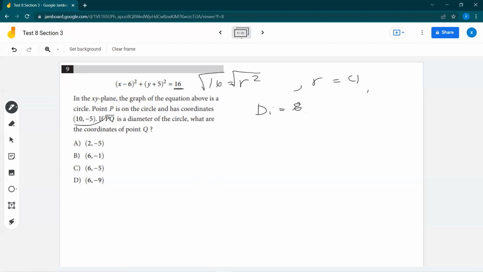So this point here, and one of these other points here, has to make a distance of 8. So the first thing we can do here is check that, right? Just run through and see which one actually satisfies that. Well, one of these has to have 8. Let's run through all our answers. If we look at A, we get 10 comma negative 5 and 2 comma negative 5.